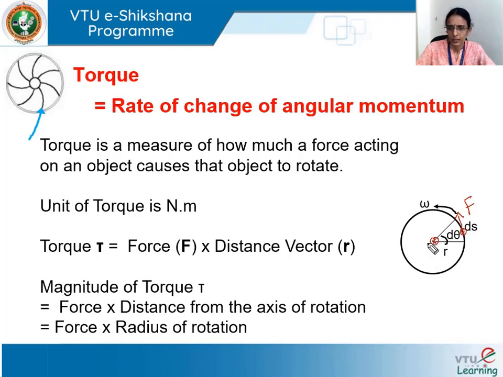So, the torque is given by this force multiplied by the unit vector to the point where the force is acting. Force multiplied by the unit vector, or magnitude of this torque is given by, magnitude of torque is represented as tau, Greek letter tau, that is given by the magnitude of the force F multiplied by the distance of the point of application from the axis of rotation. So, if you consider the case of a wheel where the force is applied tangentially at its outer periphery, magnitude of the torque produced is given by magnitude of this force multiplied by the radius of the wheel. And we know the unit of the force and the distance, and therefore the unit of torque is Newton meter.